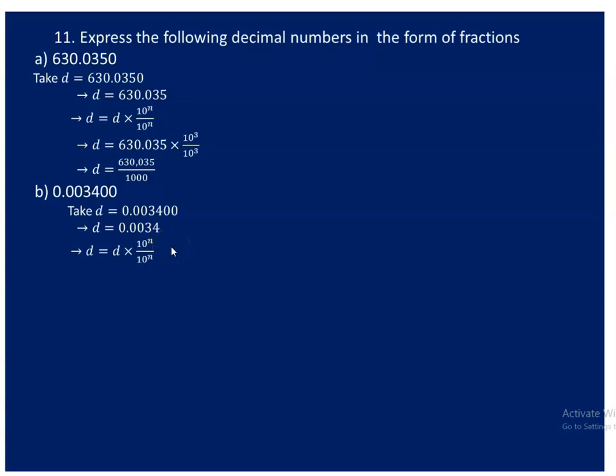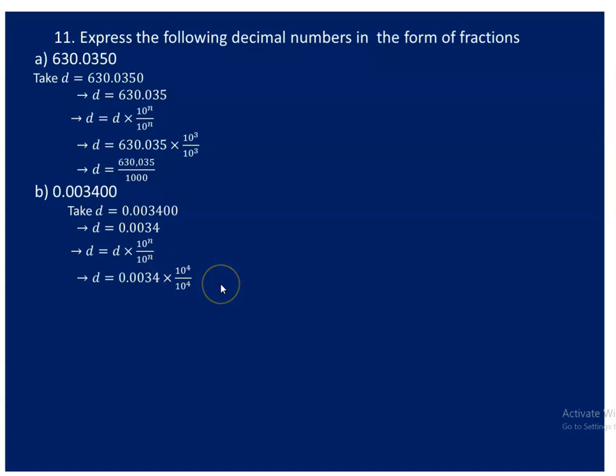How many digits do you have after the decimal? Look, you can count: 1, 2, 3, 4. So in place of n, we are going to take 4. You take this number as it is in place of d, then 10 to the power of 4 over 10 to the power of 4 is going to come.